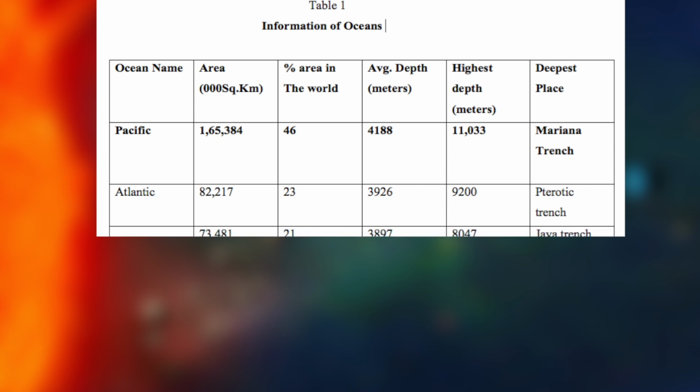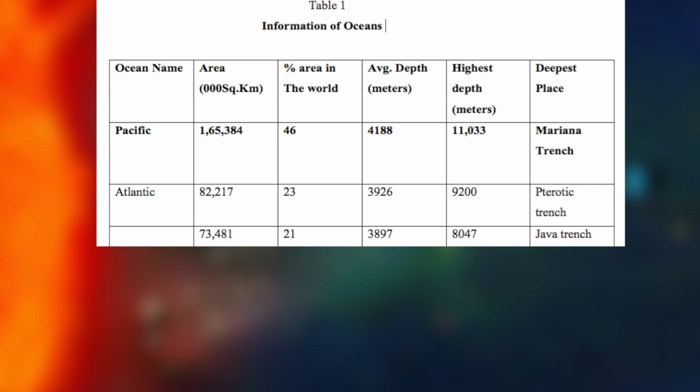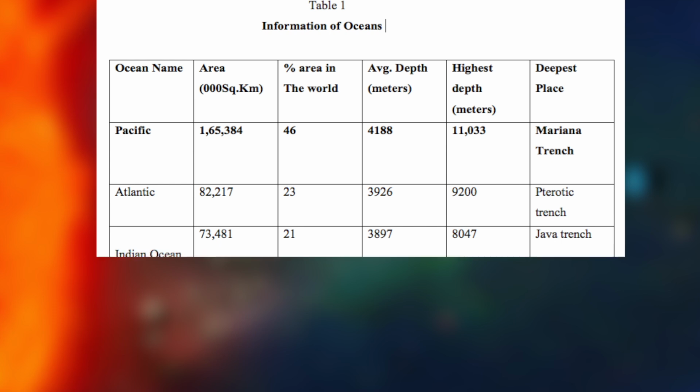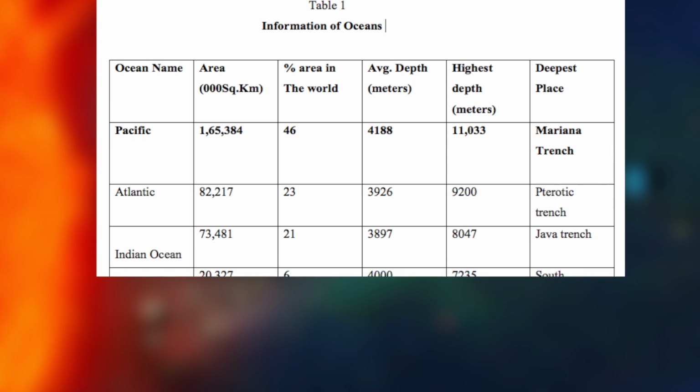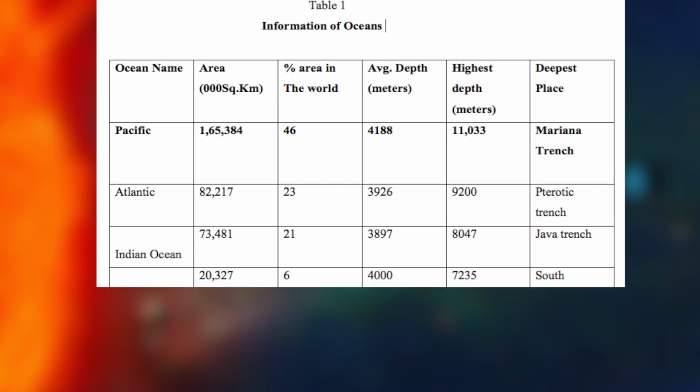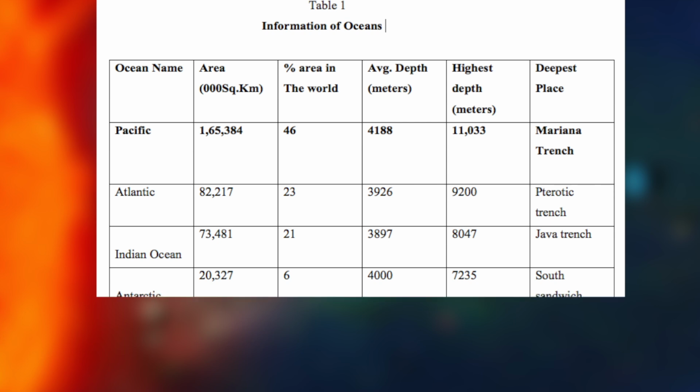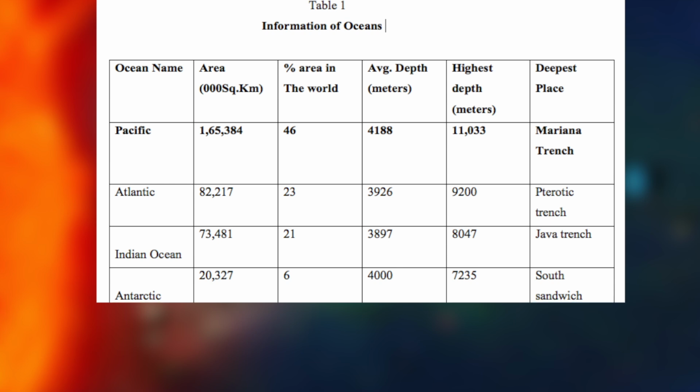The Atlantic Ocean covers 23% of the ocean area of the world. The average depth of Atlantic Ocean is 3926 meters and the highest depth is 9200 meters. Puerto Rico Trench is the deepest place in the Atlantic Ocean. The Indian Ocean covers 21% of the world ocean area. The average depth is 3897 meters and the highest depth is 8047 meters. And the deepest place in the Indian Ocean is Java Trench.